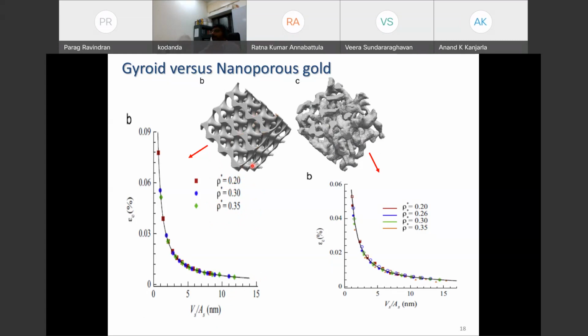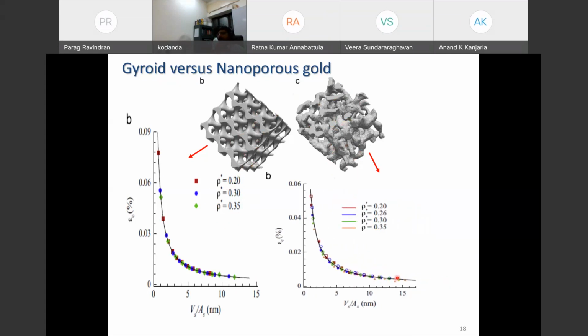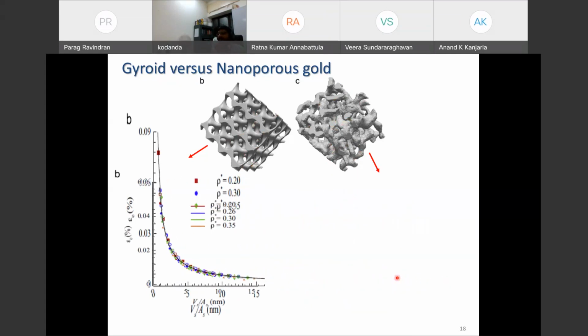And then we also looked at more random structures over here. These random structures are the nanoporous gold, and there also we repeated similar experiments. Very surprisingly, the actuation behavior of these gyroids and the random nanoporous structures both are coinciding with each other.